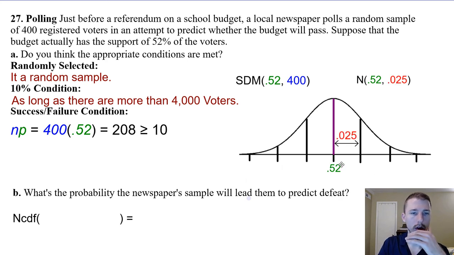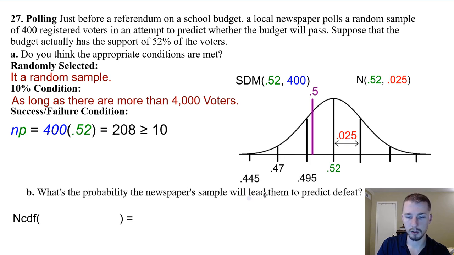We want to know the probability the newspaper sample will lead them to predict a defeat. So defeat would be if you had less than 50% from our sample. So we're going to go in this direction over here. So anyway, 50%, which would be a defeat, which would be just slightly less than 1 standard deviation below the mean. So we want to find that area under the curve.